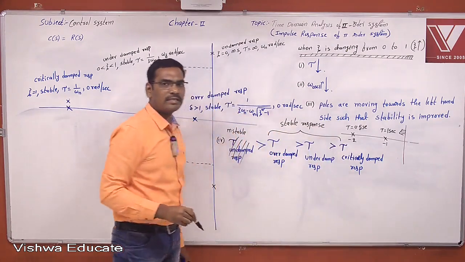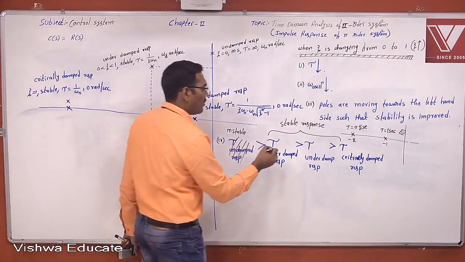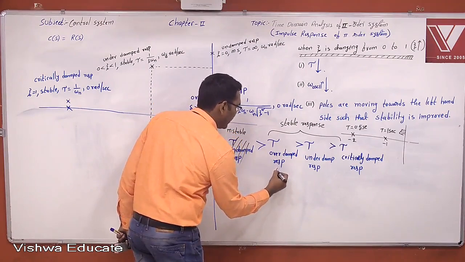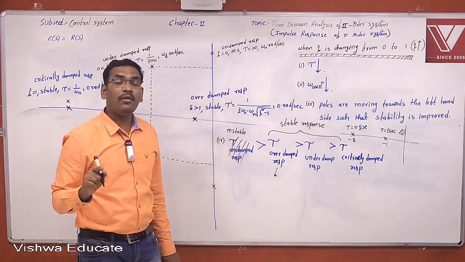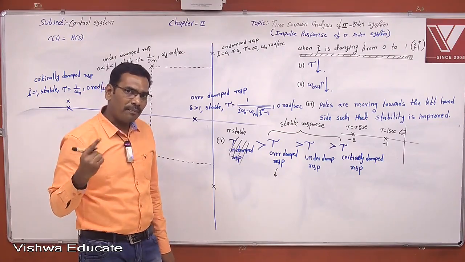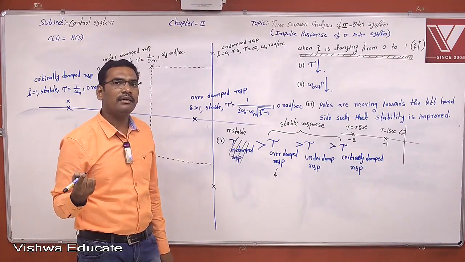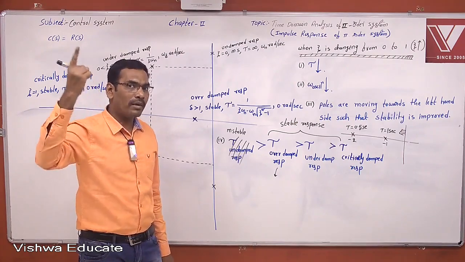Among the stable responses, which response is having the highest time constant? The overdamped response is having the highest time constant. This is the highest time constant. Now the time constant is very high. What happened? The settling time completely depends upon the system time constant. When the time constant is more, the settling time is more, it will take more time to settle, no?